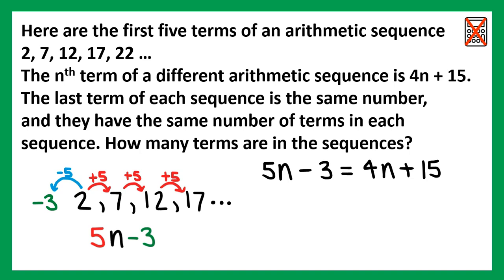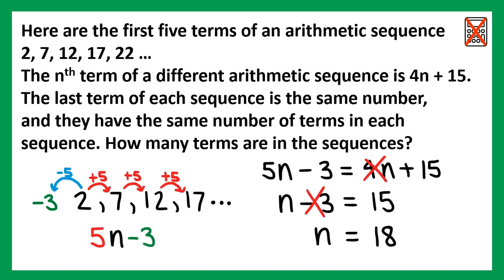At this point, solving the equation will give us the corresponding value for n, which will represent the number of terms in each sequence. Taking away 4n from both sides will give me n minus 3 is equal to 15, and adding 3 to both sides gives me n is 18. Therefore, the number of terms in each sequence is 18.